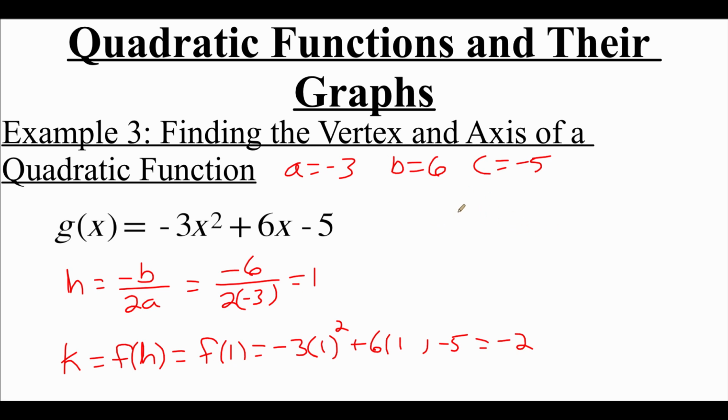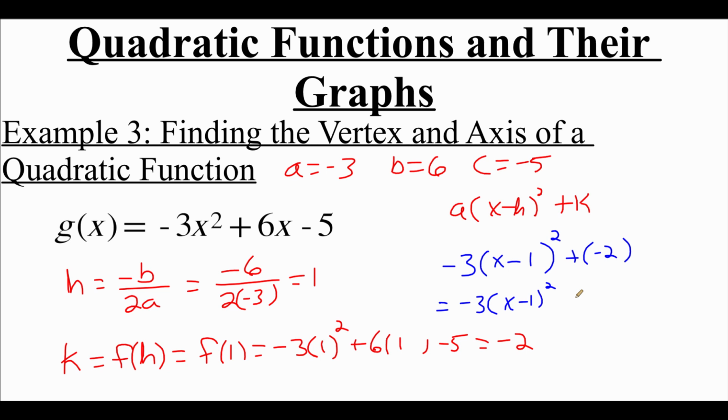To be in vertex form, we want to take a times x minus h squared plus k. So we actually know our a value. It's the same exact a value that we identified earlier. So we're going to take the negative 3 times x minus our h value, so minus 1, squared, plus that k value of negative 2. Now I can actually do a little bit of rewriting on this. With the plus a negative 2 on the back end, I can just write that as minus 2. So now my vertex is going to be at the point 1, negative 2. And my axis of symmetry is going to be the line x equals 1.